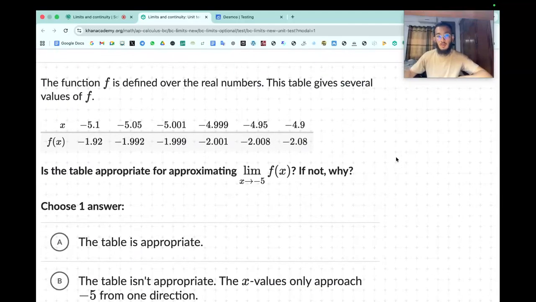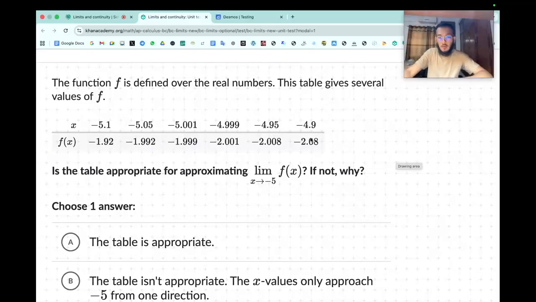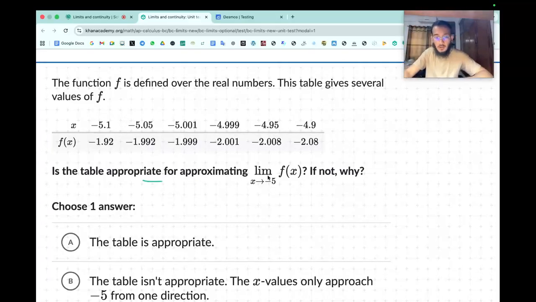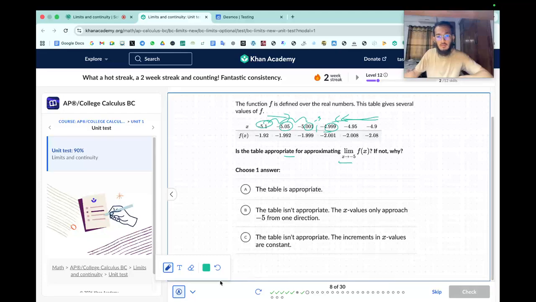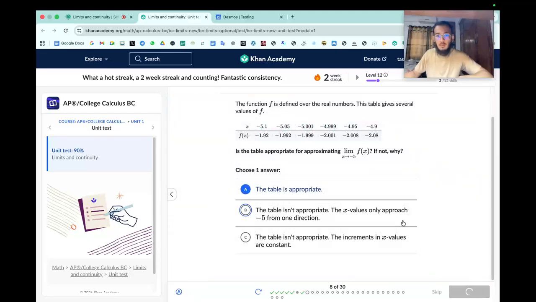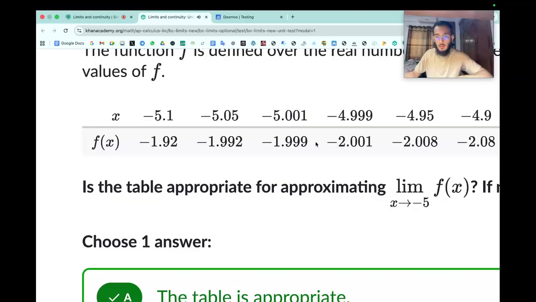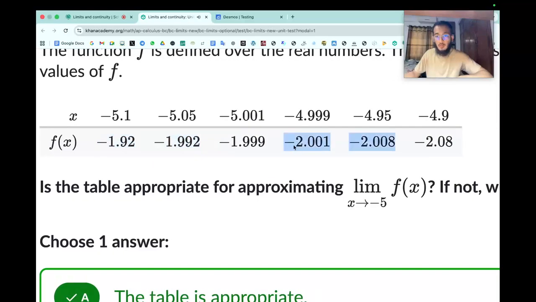Function f is defined over the real numbers. This table gives several values of f. Is this a table appropriate for approximating the limit of f(x) as x tends to -5? If not, why? Where is -5? Right there. Is it approaching from both sides? Yes, it is. Is the interval equal? No, it's not. Is it getting closer to -5? Yes, it is. From both sides? Yes, it is. So yes, table A is appropriate. In fact, the limit is -2, as you can see. From both sides, we approach -2.